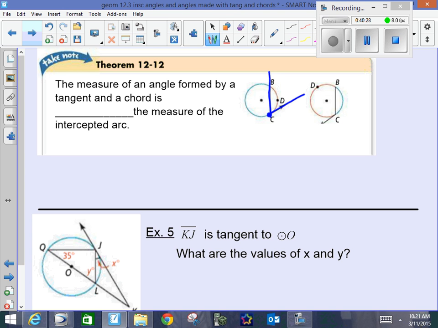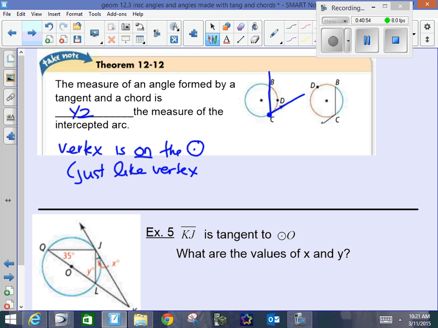When the point is on its half of the intercepted arc again. Right? The angle formed by a tangent and a chord, the vertex sits on the circle, just like the vertex of an inscribed angle. They are found exactly the same way, half of the intercepted arc. So it's nice to remember that connection.